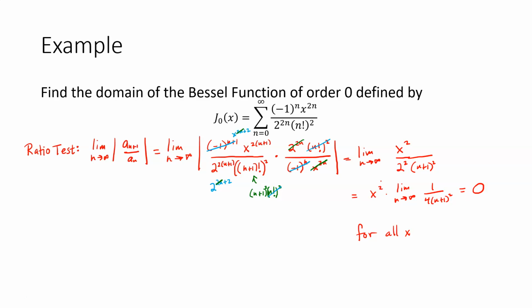And so, regardless of what value of x we have, this will always be less than 1. Therefore, it will always satisfy the conclusion that it'll be convergent. So in this case, it's absolutely convergent for all x. So it converges on the domain.